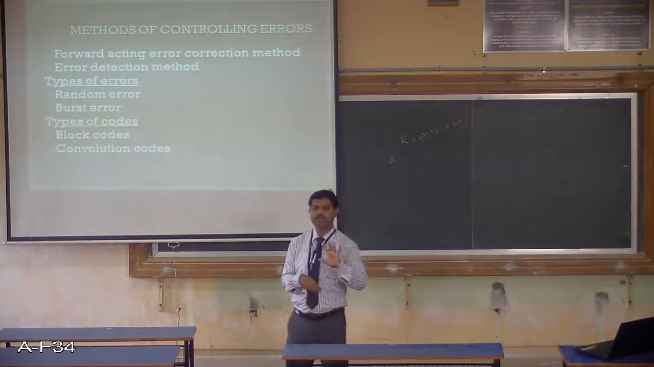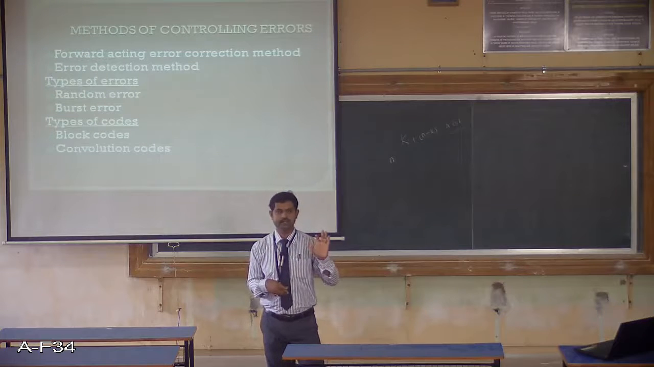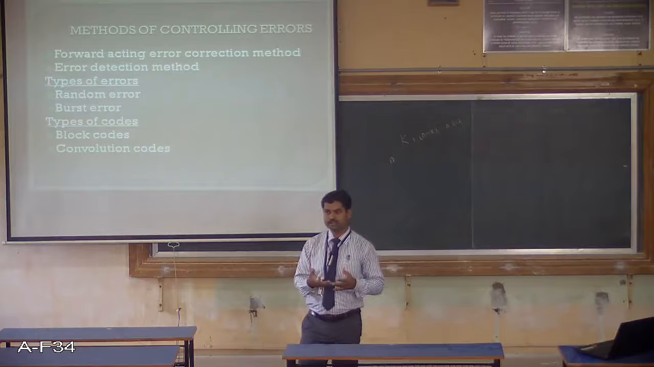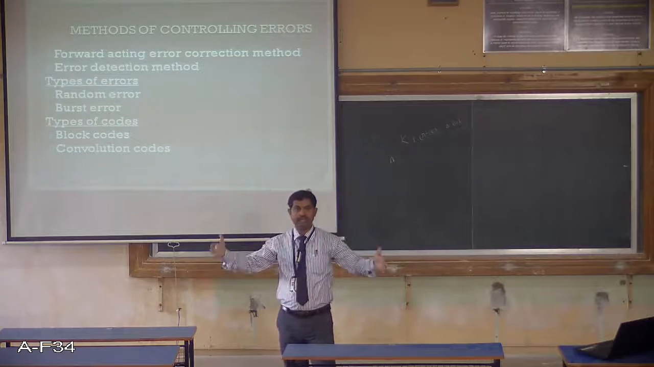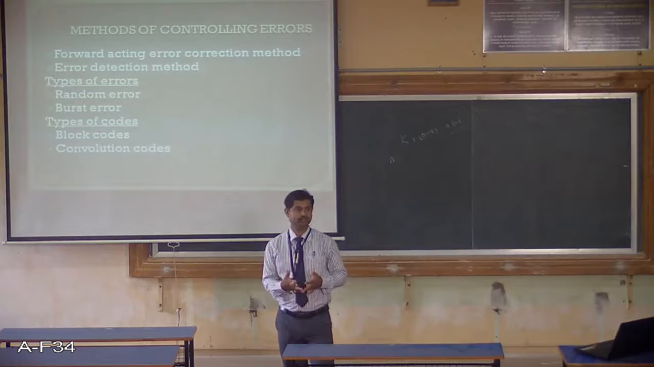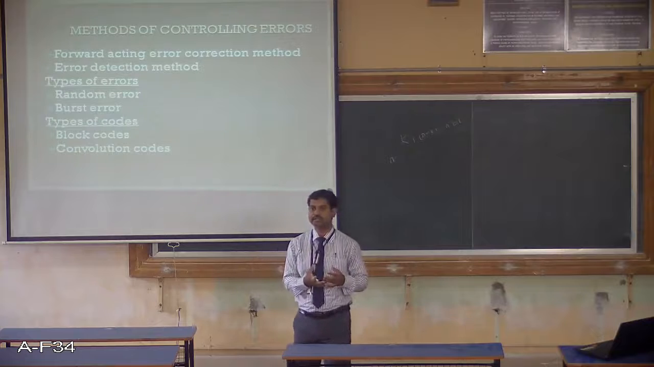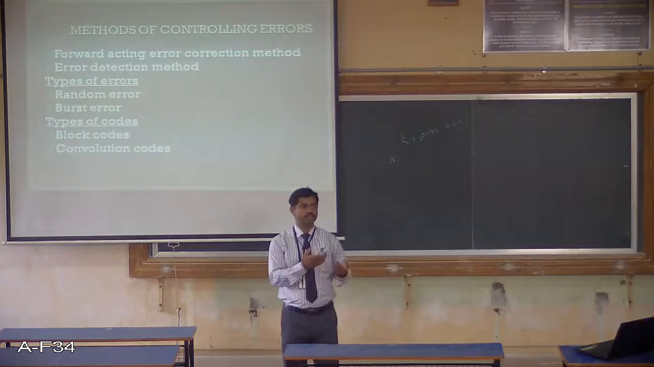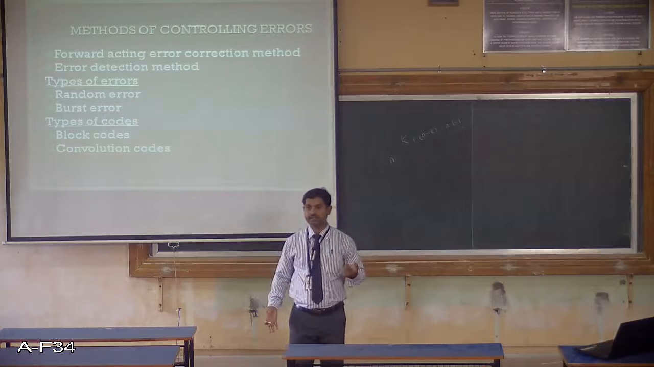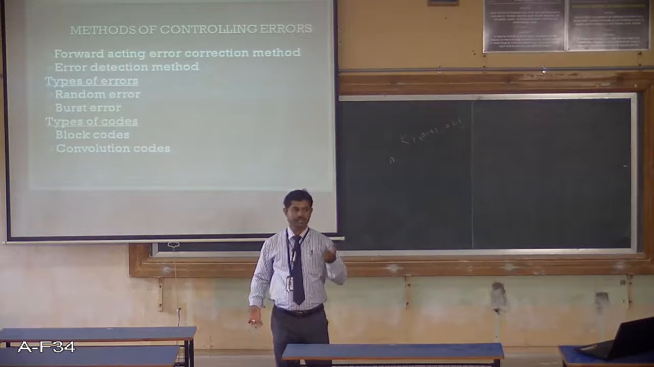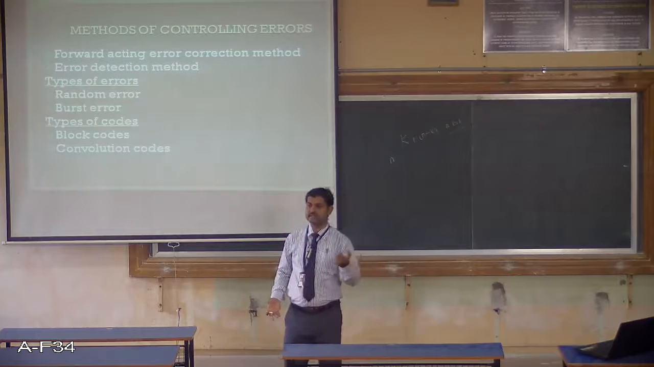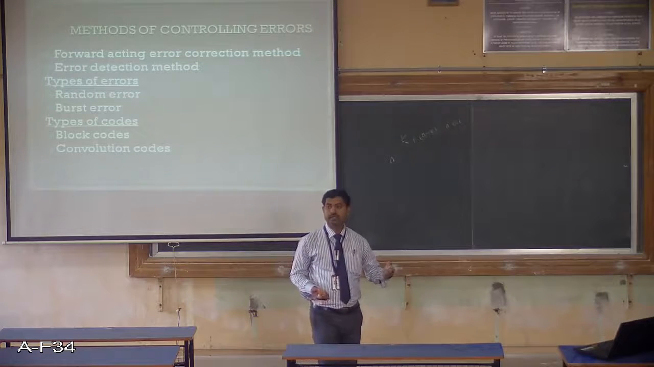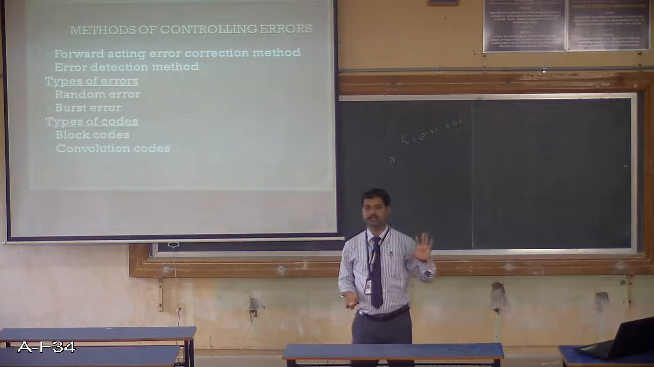So as the name indicates, it will detect the errors. At the receiver side, it will receive the received sequence and it will have some valid code sequences, or we call them code vectors. Whenever any incoming stream of bits appears, it will check the entire table of valid code sequences. If that particular received sequence is one among those valid code sequences, it will accept it. Otherwise, it will just discard it.